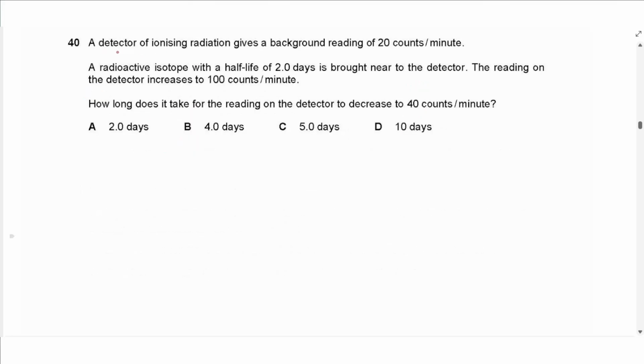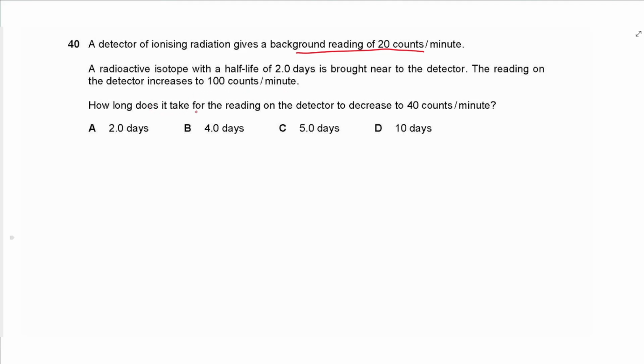Question 40 says a detector of ionizing radiation gives a background reading of 20 counts per minute. A radioactive isotope with a half-life of 2 days is brought near to the detector. The reading on the detector increases to 100 counts per minute. How long does it take for the reading on the detector to decrease to 40 counts per minute?